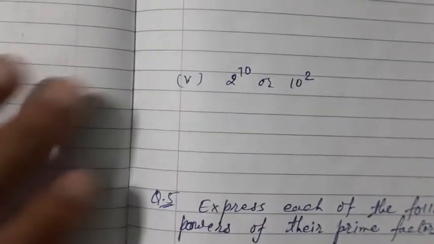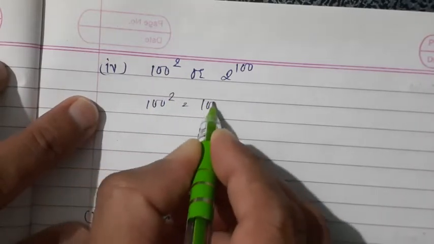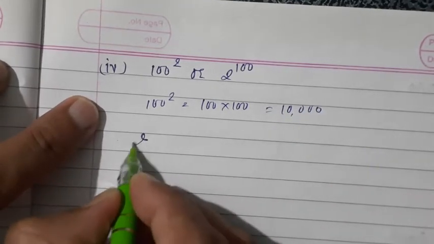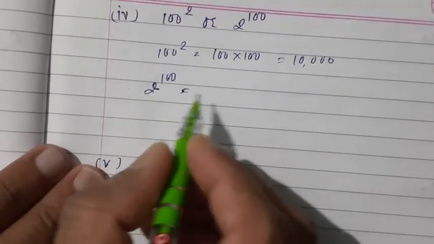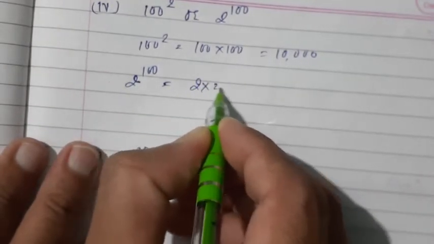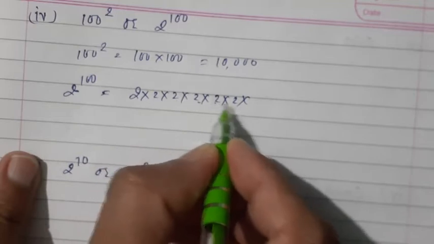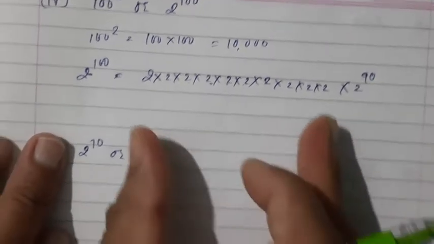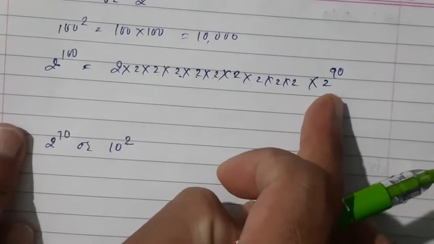Okay. Same here. 2 raised to 100 and 100 raised to 2. 100 raised to 2, that is 100 into 100 equal to 10,000. Right? But 2 raised to 100, that is not possible to compute directly. That means multiply 2 into 2 into 2, 100 times. Okay. So let's multiply 2 into 2, 10 times, into 2 raised to 90. Here 10 times 2 is there and another 90 times we write in exponential form.